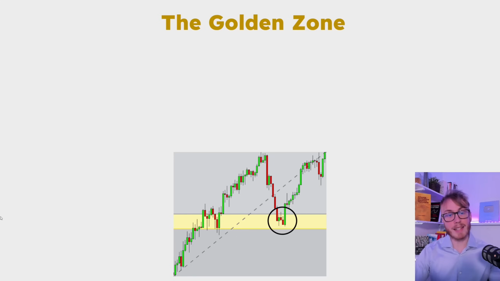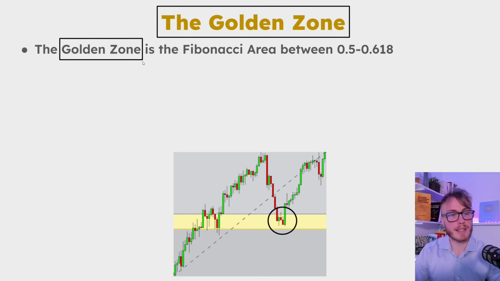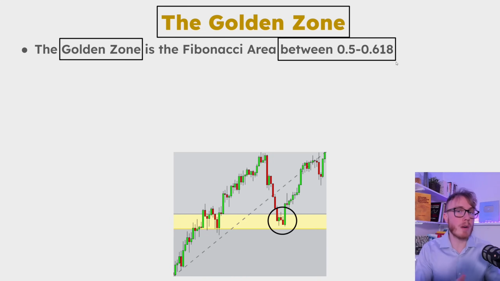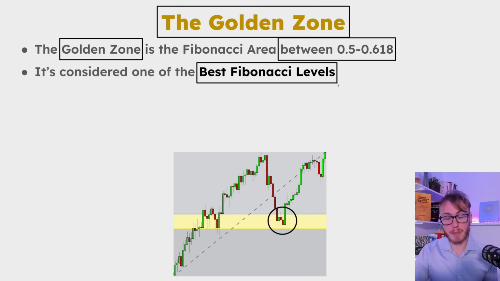Alright, so now the time has finally come here to talk about the golden zone. And if you are a little bit familiar with Fibonacci, you might have heard about the golden zone. But what is the golden zone and why is it important? Well, the golden zone is simply the Fibonacci area between 0.5 and 0.618. Or at least this is the most common definition of the golden zone. And it's actually considered to be one of the best Fibonacci levels.